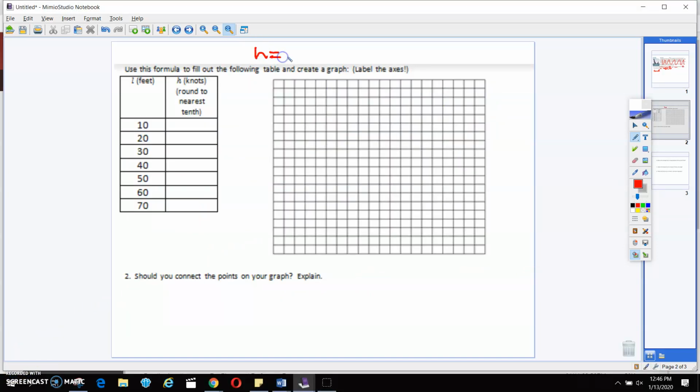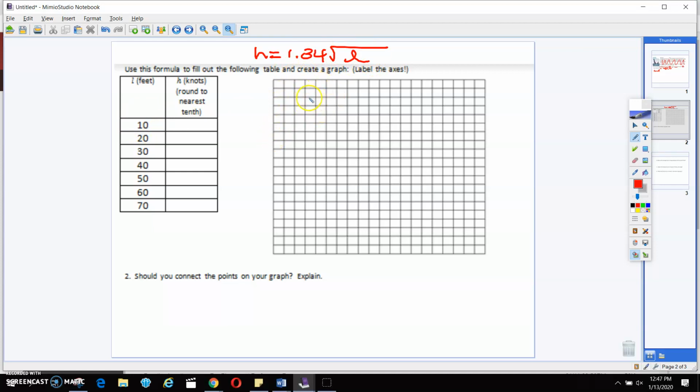So now we're going to create a table for our graph. This up here at the top is our equation that they just gave us. If you want to rewrite it, that's fine. If you don't, that's okay. You're going to use that formula to fill out the following table and create a graph. You see how they give us all these x values, or L values, right here? We're going to take these and put them into this equation, and we're going to get a y value, or an H value.